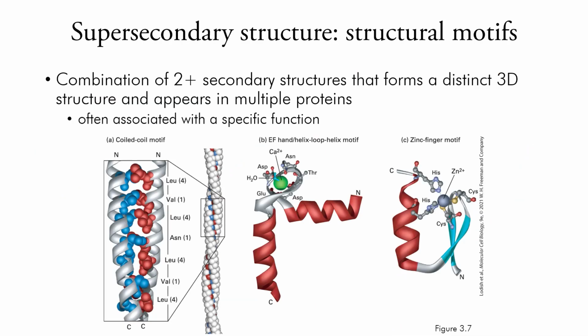Another term I want you to be familiar with is structural motifs. This is when you get at least two secondary structures that make a distinct 3D structure, and you get this motif appearing over and over again in different proteins. A lot of the time, these motifs will perform a specific function. For example, this coiled coil motif is usually a protein interaction motif. See how you have all of these hydrophobic amino acids along the interior of this coil of this interaction surface, allowing these two strands to wind tightly around each other.